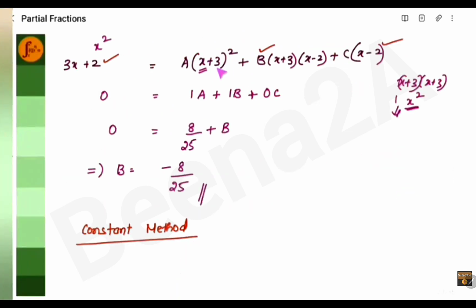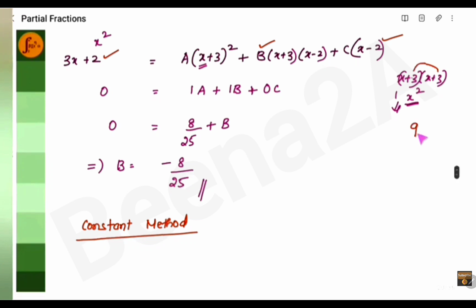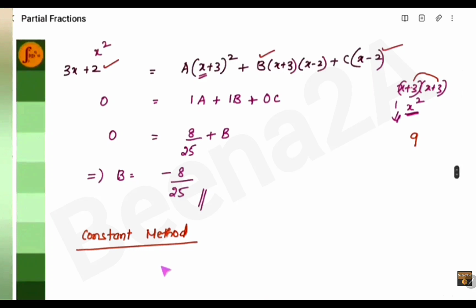Constants: we have to take the numbers, only numbers without any x in it. Now what is (x + 3) the whole square? It is nothing but (x + 3) into (x + 3). Now you take the numbers in this. Numbers are 3 and 3. When you multiply 3 and 3, you're going to get the number 9. So 9 is the constant here.